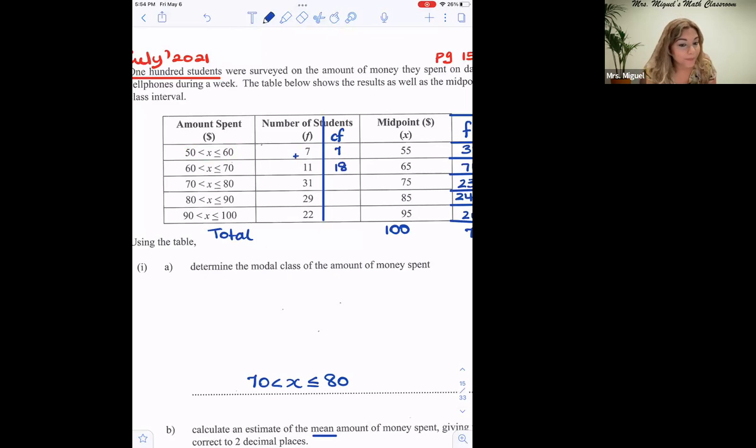31 students spent between 70 and 80. So 18 plus 31 is 49. So we are getting closer, but we didn't reach student number 50. So if we add 49 and 29, we will get 78. Which means the 50th student would lie in this interval. And the mere fact that Damien chose a value that is between 80 and 90 means that his estimate of the median is correct. Do you all understand that?